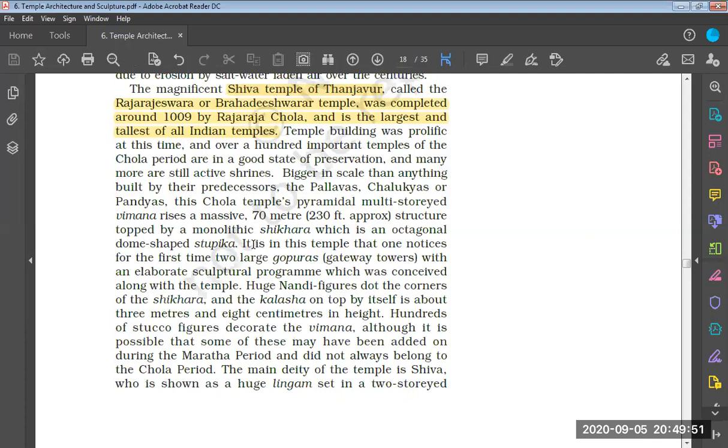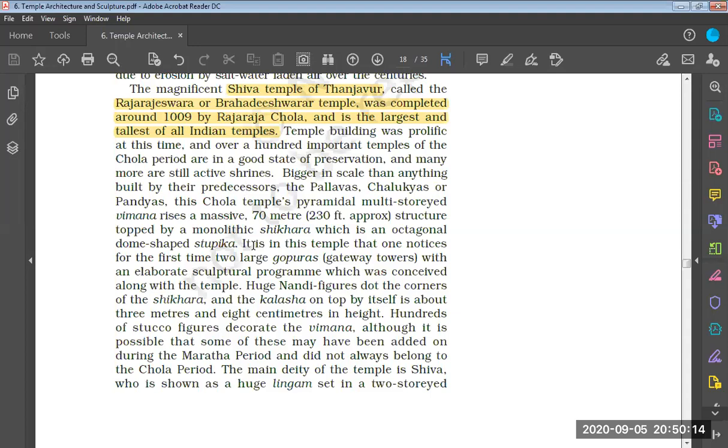The temple building was prolific at the time, and over 100 important temples of the Chola period are in a good state of preservation, and many are still active shrines, bigger in scale than anything built by their predecessors, the Pallavas, the Chalukyas, or the Pandyas.